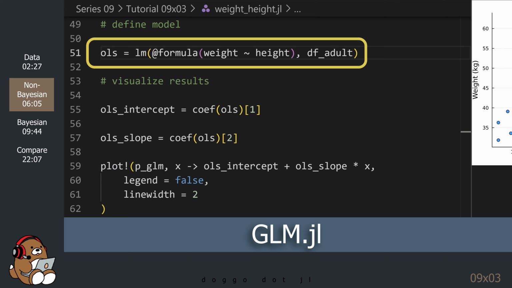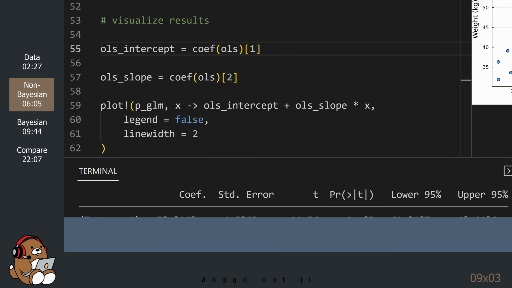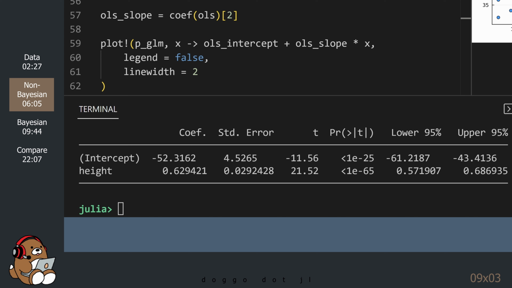I'm going to go through this section fairly quickly, since this is not a GLM tutorial. I just want to give you a feel for how one might approach this analysis without using Bayesian statistics. In the REPL, you can see the output from GLM. The two numbers that we're interested in are the two values under the coefficient column. The first number is the y-intercept of the line, and the second number is the slope of the line.